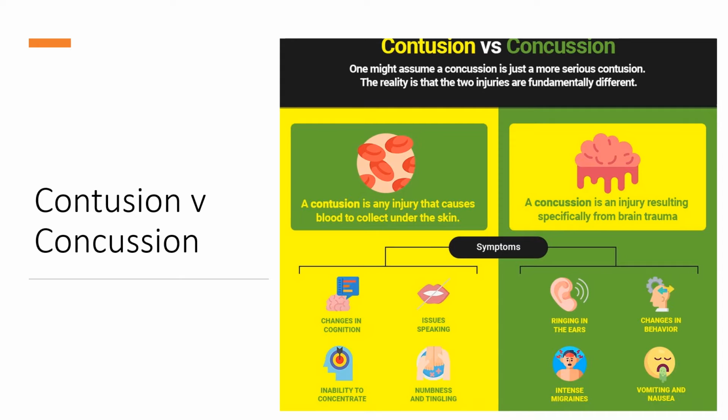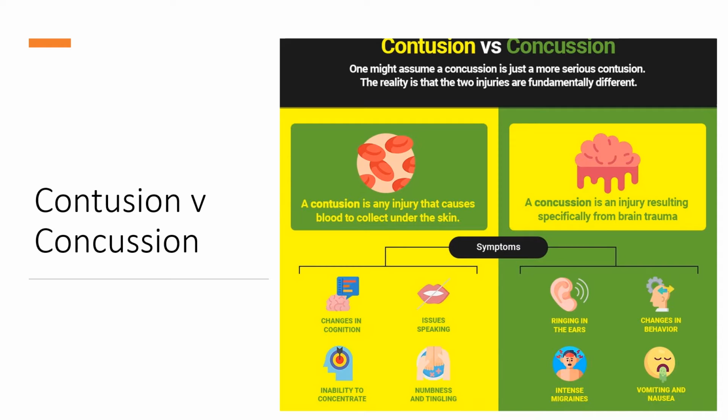So head trauma is first, and we'll go from simple to a little more complicated, starting out talking about concussion versus contusion. And a contusion, if you think about contusion, it's really just a bruise. And so while it may cause some injury, it is typically a little bit less severe in nature than a concussion, which is an injury that results specifically from brain trauma.